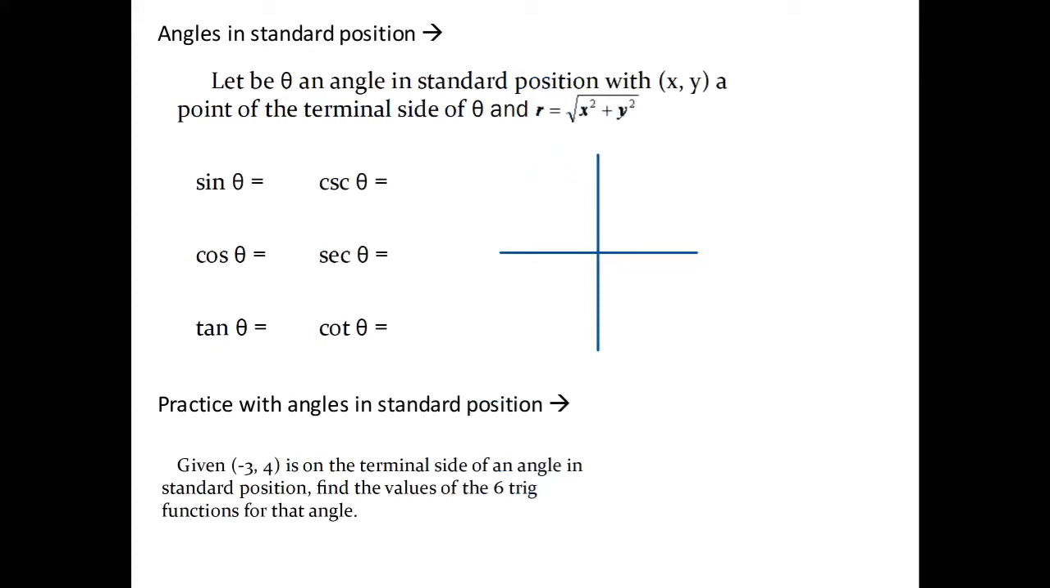Today we're going to be talking about angles in standard position. And basically what this means is that standard position implies that the initial side is starting on the positive x-axis. So if we look at our coordinate plane, that's over here. And then it's rotating and ending somewhere on the 0 to 360 or 0 to 2 pi circle.